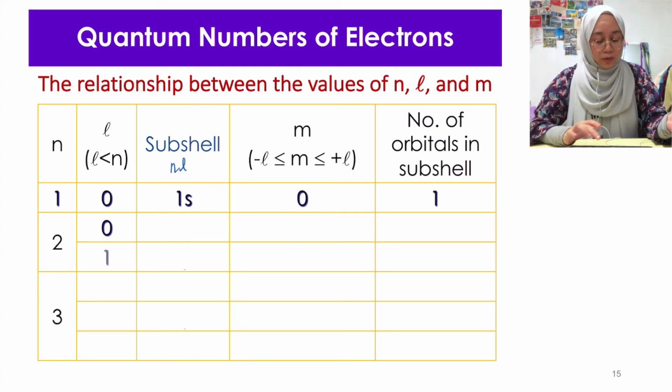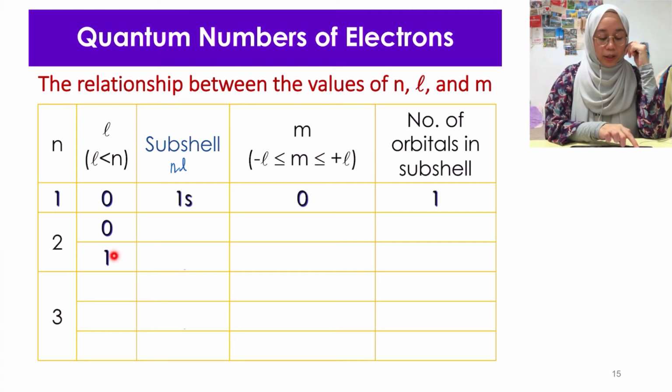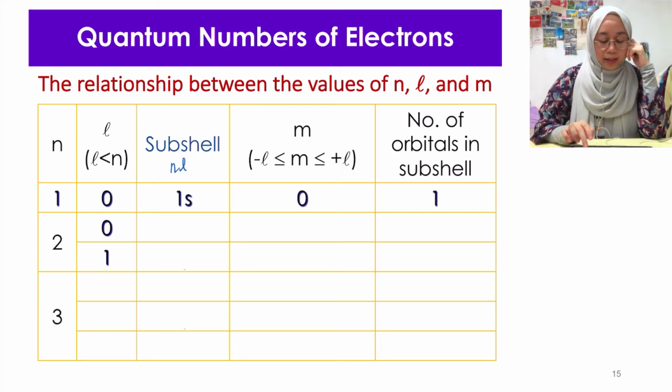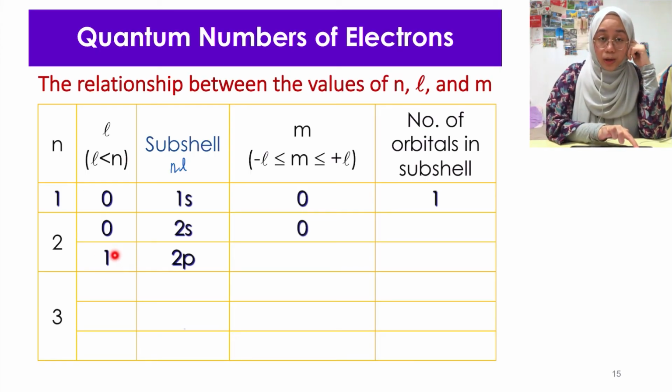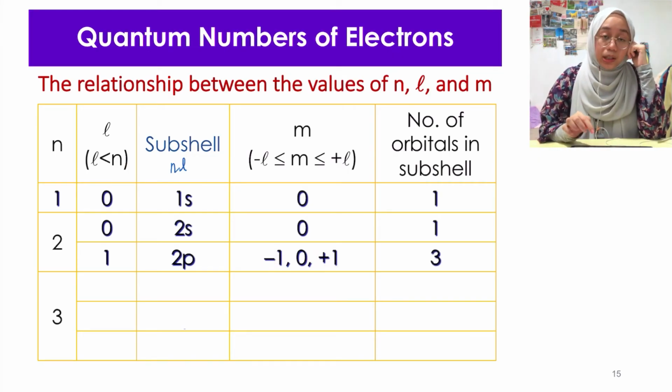So, kalau N yang 2, L kita adalah 0 dengan 1. Okay, so subshell dia kita ada 2s and also 2p. So, value M kalau 2s, there will be 0 only. Tapi kalau 2p, so L equals to 1. Therefore, kita ada negative 1, 0, positive 1. So, how many orbitals? Kalau 2s kita ada 1. Tapi kalau 2p kita ada, cuba tengok M ada berapa banyak? 1, 2, 3. It will be 3 orbitals.